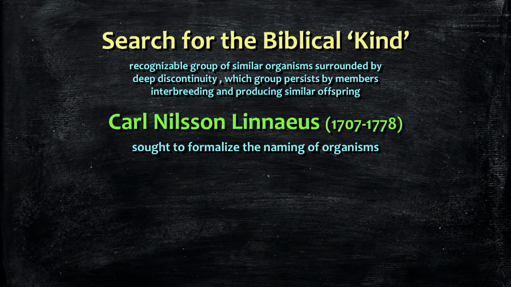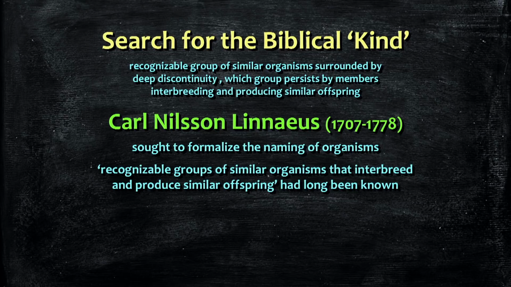If we go back to the time of Carl Linnaeus in the 18th century, he in fact sought the biblical kind. He wanted to identify the created kinds, name them, and formalize the namings, because the issue at that point was that the same organism had all sorts of different names. Different cultures, different cities, different families would have different names for the same organism, and he wanted to formalize that and give everything the same name. And he looked for the created kind.